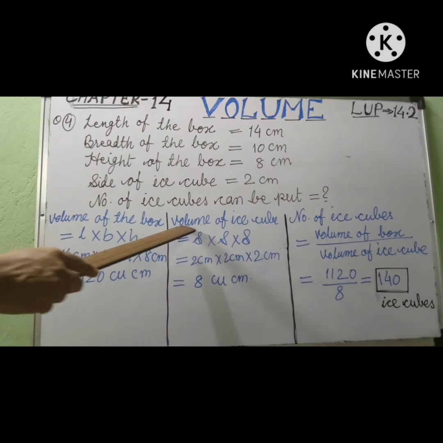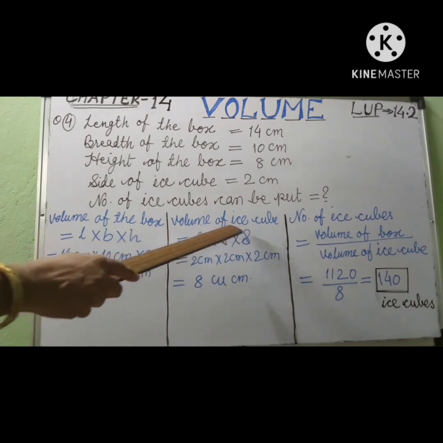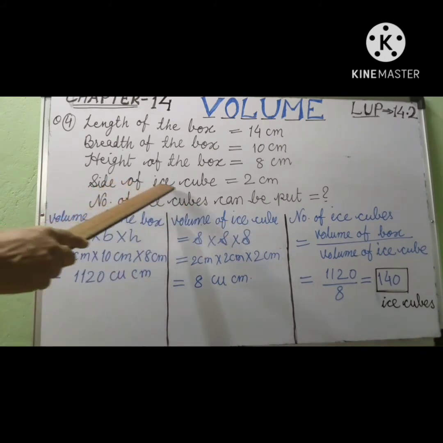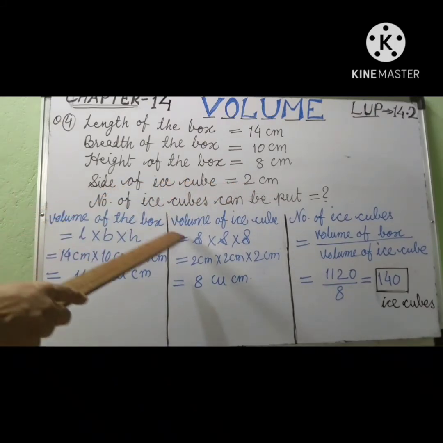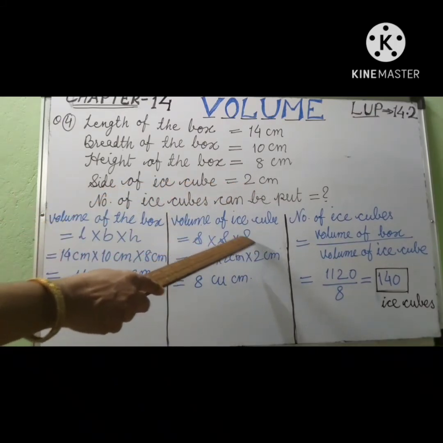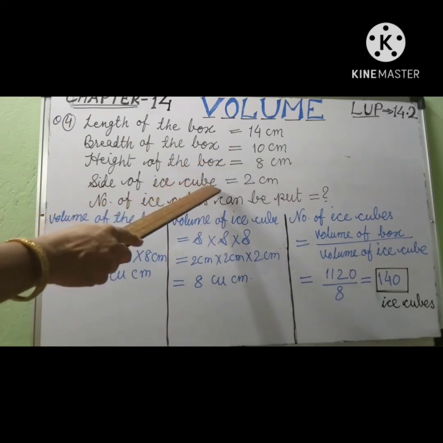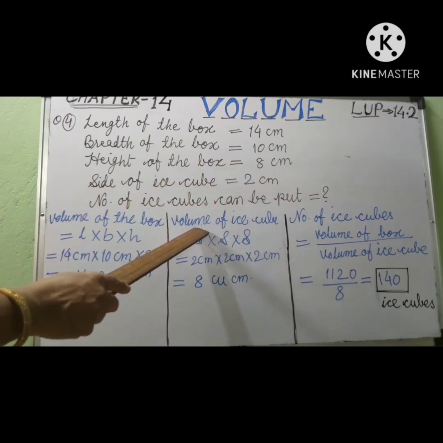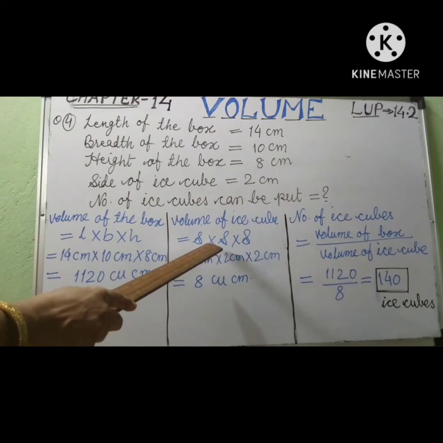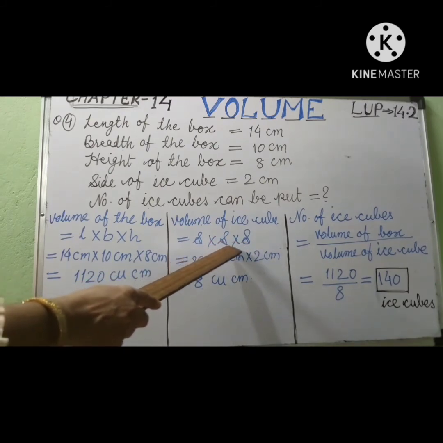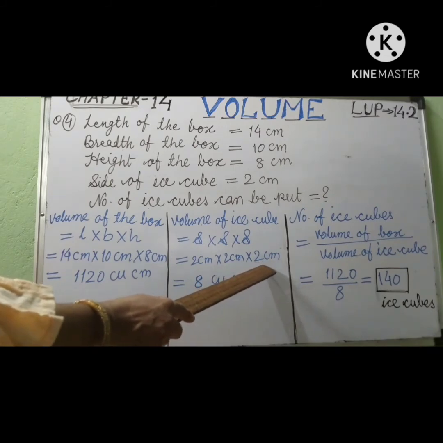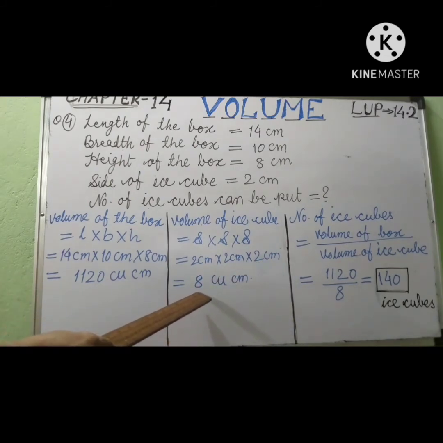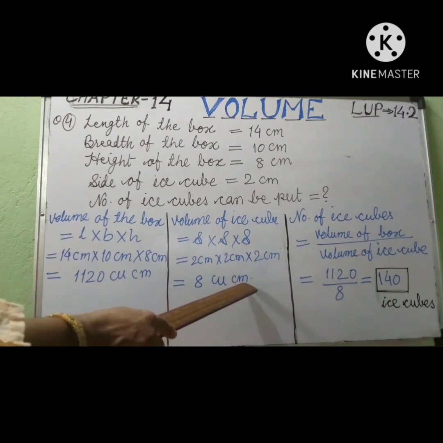Now we have to find the volume of the ice cube. Because it is a cube, we can write side into side into side. So we can apply the formula of volume of the cube, that is side into side into side. 2 centimeter into 2 centimeter into 2 centimeter, and the volume is 8 cubic centimeter.